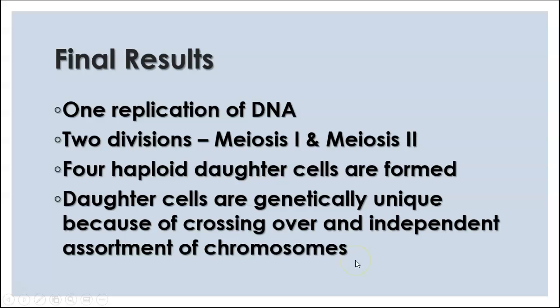The final results that we get from meiosis: we have one replication of the DNA. We have 2 divisions, meiosis 1 and meiosis 2. They have the same stages as mitosis, prophase, metaphase, anaphase, telophase, and it produces eventually 4 haploid daughter cells, which are genetically unique from each other because of crossing over and because of the independent assortment of the chromosomes.